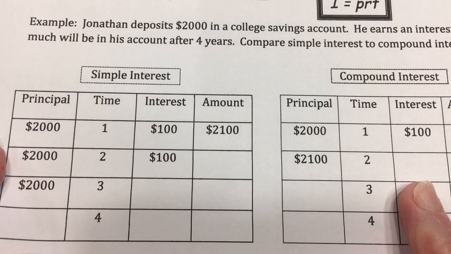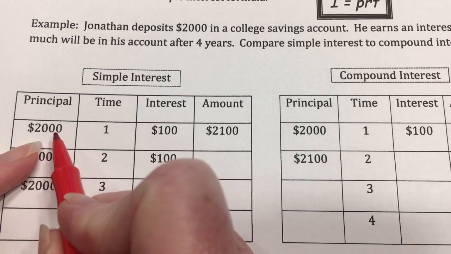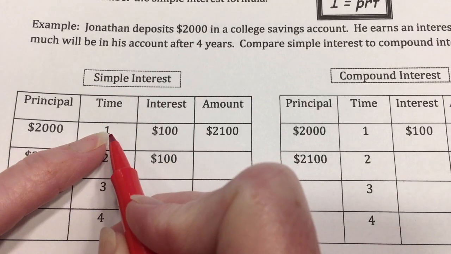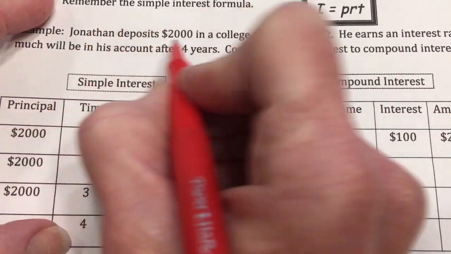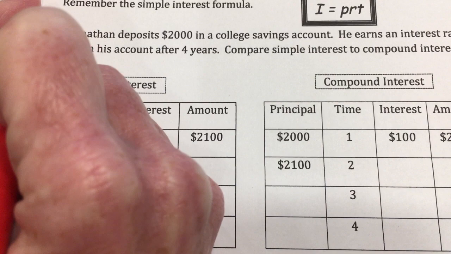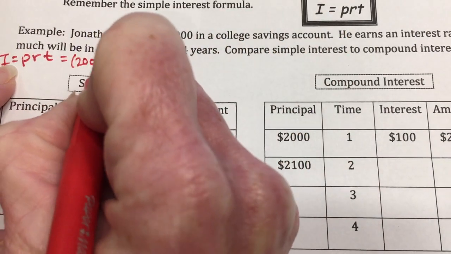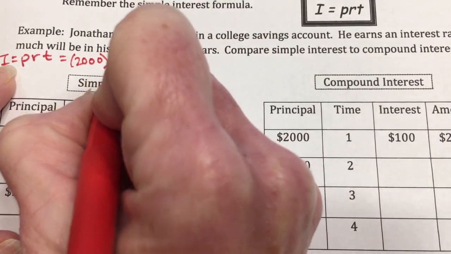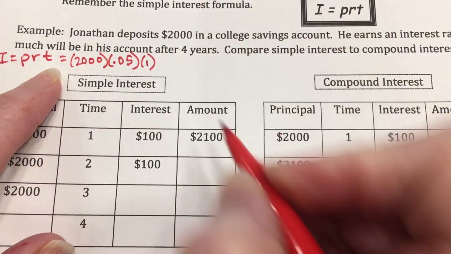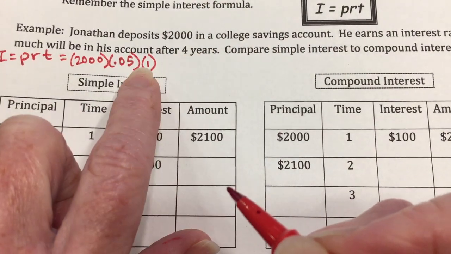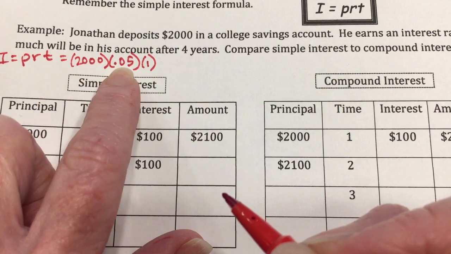So in this first table, we're just going to look at simple interest. All right, so his principal is $2,000. He leaves it in for a year at an interest rate of 5%. So we need to change that percent for using the formula. Principal times rate times time. Then we want to do $2,000. The rate is 5%, so I'm going to change that to 0.05, and then we're just leaving it in for a year. He leaves it in for 4 years, but we're just going to look at what happens at the end of each year. So after the first year, how much interest did he earn?